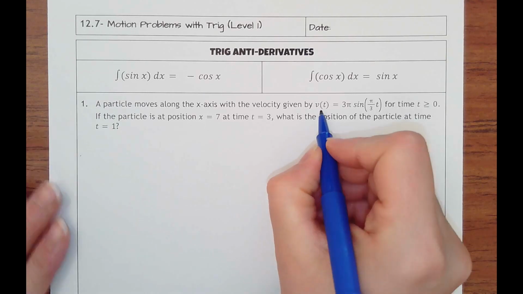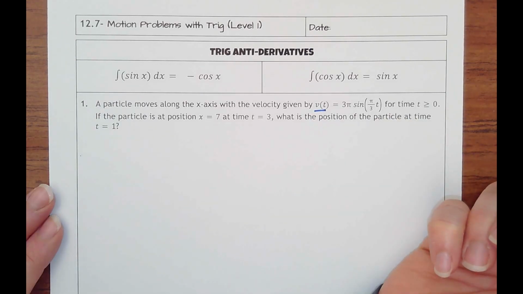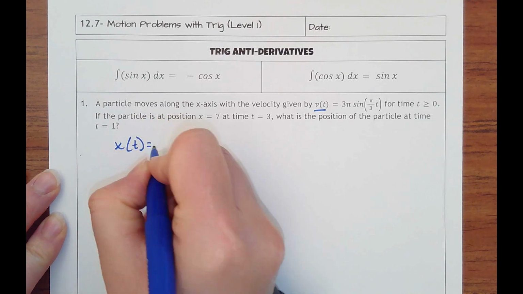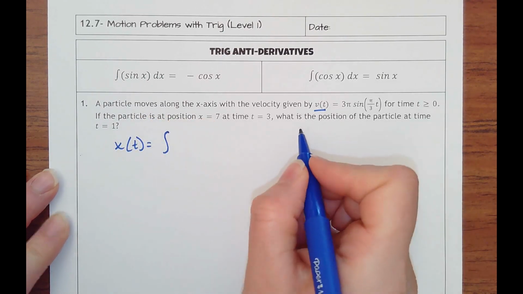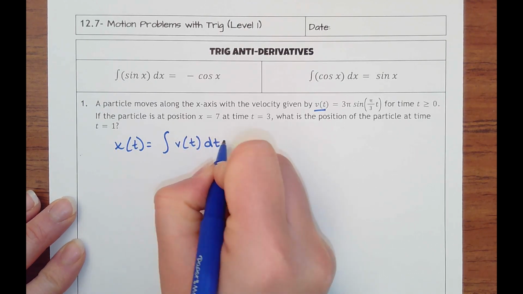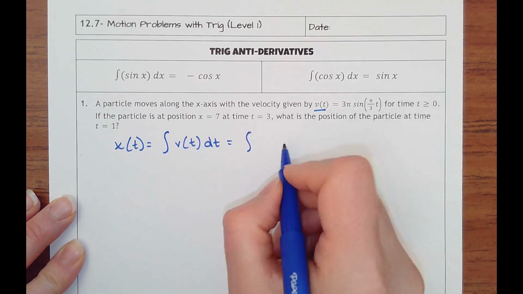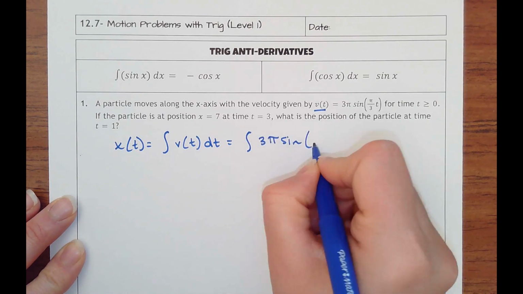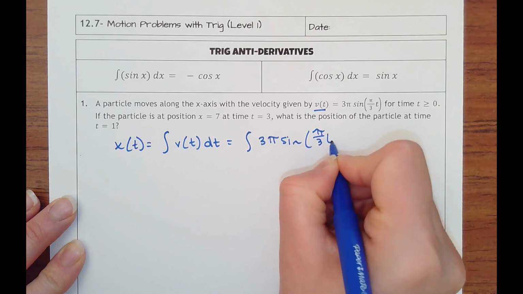Okay, so we want to go from velocity to position. So I'm going to do x of t. Remember, that is really just taking the antiderivative of our velocity function with respect to time. And that velocity function is our 3 pi sine of pi over 3t.